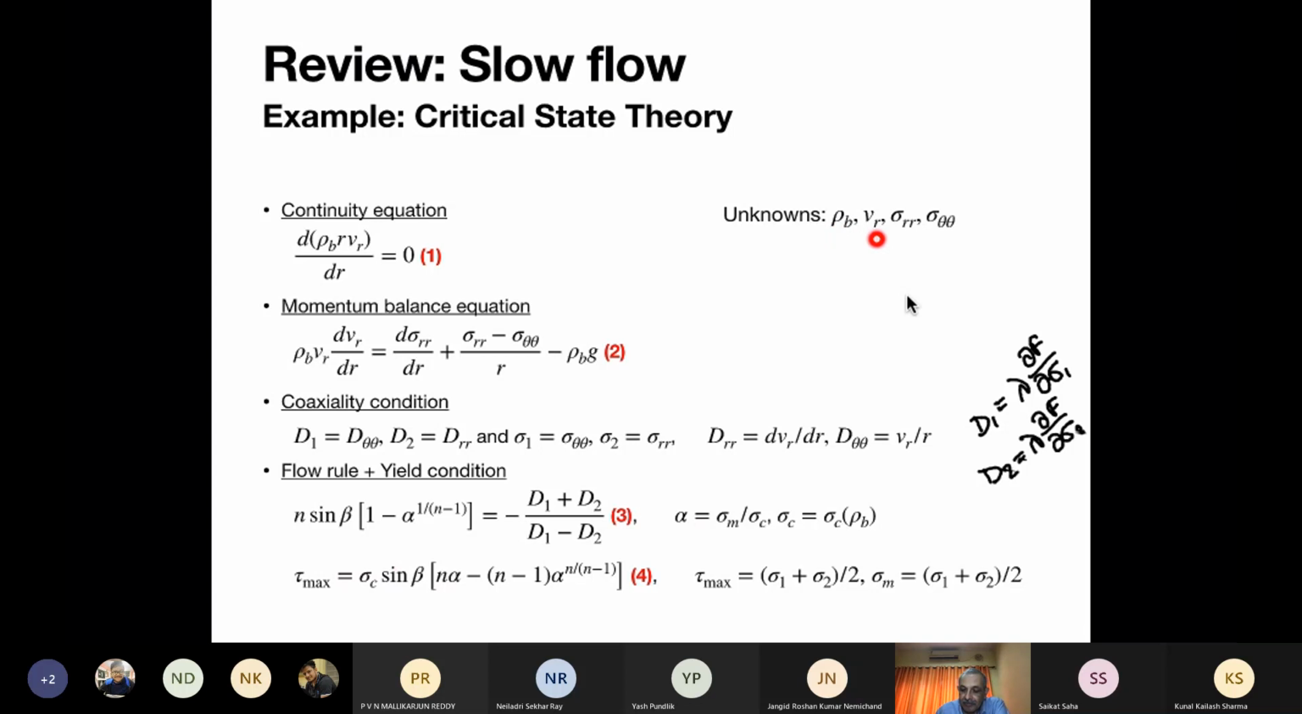So if you actually look at all of this, there are only 4 unknowns: rho b, v r, sigma rr, and sigma theta theta. These are the things we have to find out. And we have 4 equations. So that essentially is the complete formulation of the problem. And we can solve it.